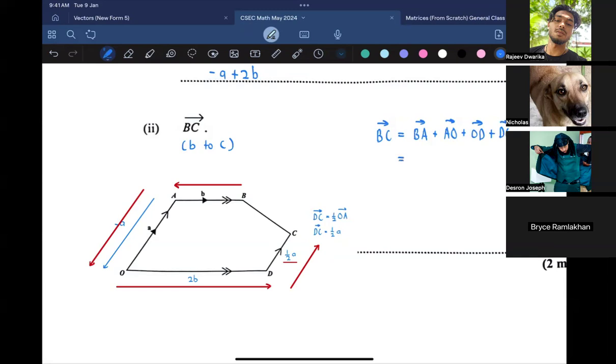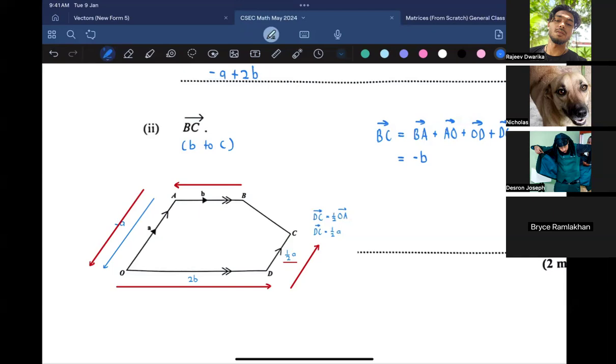Lovely. B to A, right? Could somebody tell me, Desron, you tell me. B to A, would that be vector B? No, it would be negative B, because you're changing direction. A to B is B, but B to A is the other direction, so negative B.